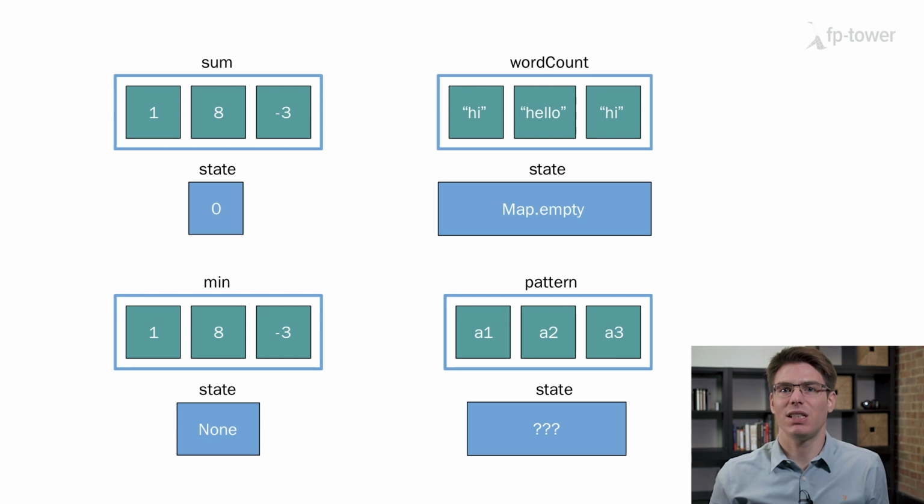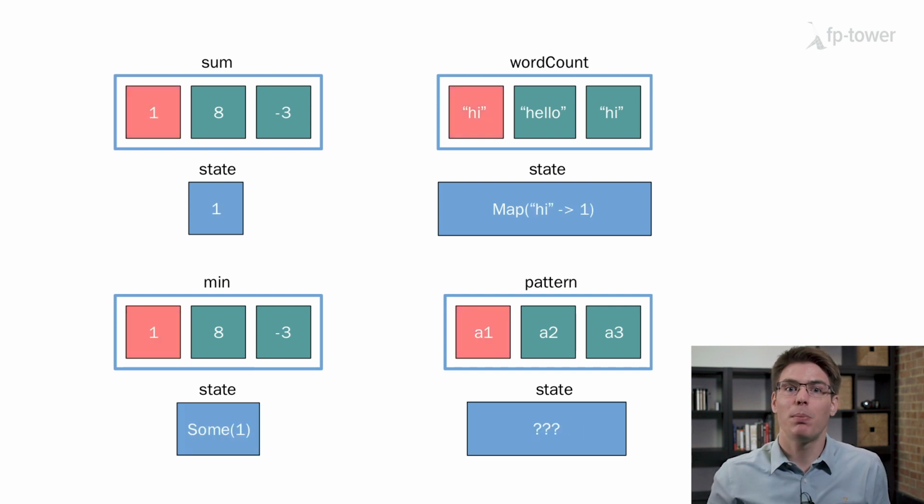Then each of these functions defines a variable that is like an internal state, initialized to 0 for sum, None for min, and Map.empty for word count. So it seems that these variables all start with some kind of default or empty value that is very different for each function. In this case, let's assume we have a constant called default value that will be passed as a parameter of pattern. Also note that default value may not necessarily have the same type as the element of the input list. For example, min takes a list of Int, but the internal state is an Option of Int, not an Int.